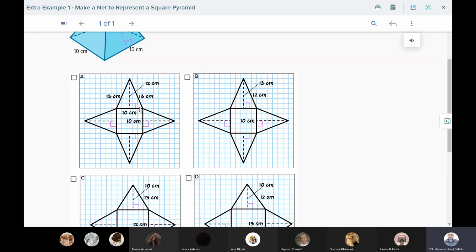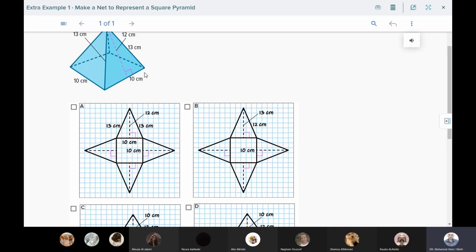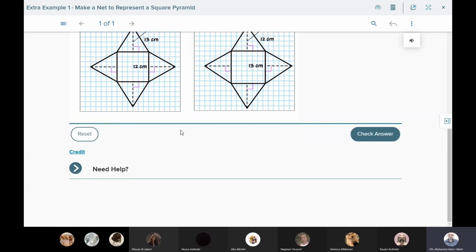As you see here, we have 10 and 10. And as you see here, the slant, meaning the height of the face, will be 12. Yes, this is a 12. This is correct. But here the slant will be what? It will be 13. So this is wrong. So the right answer will be what? It will be A.